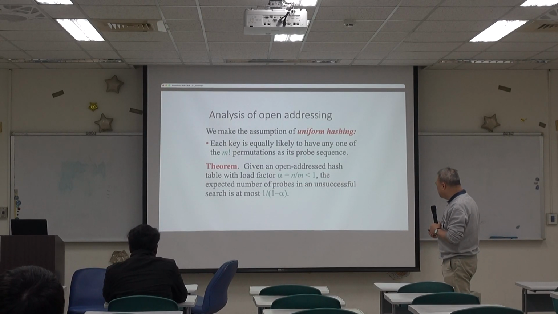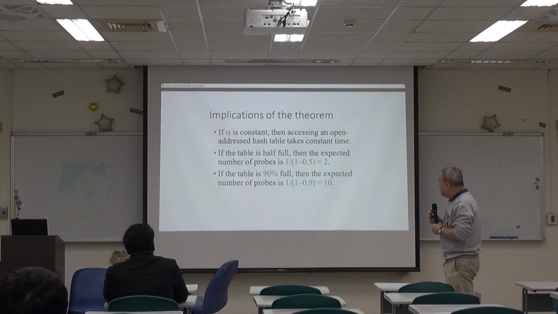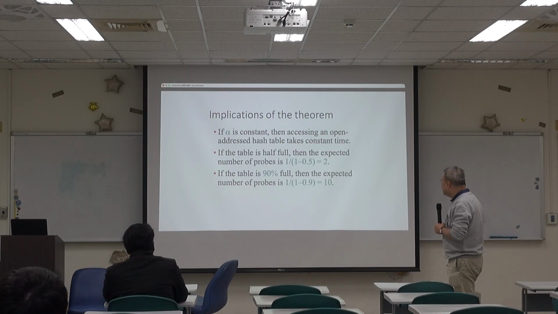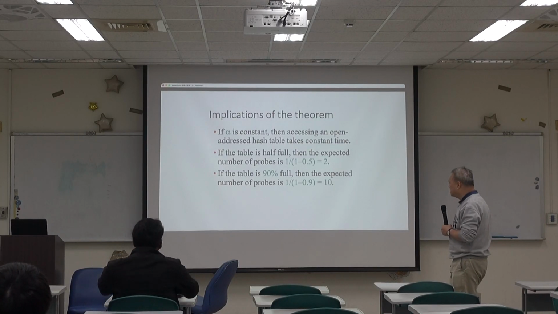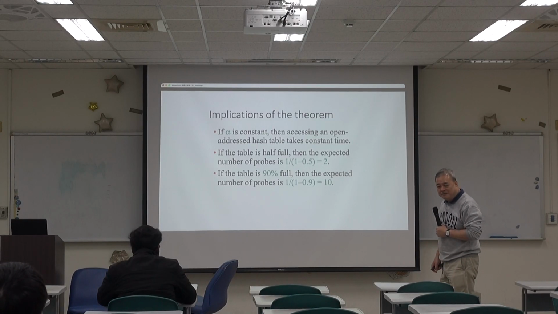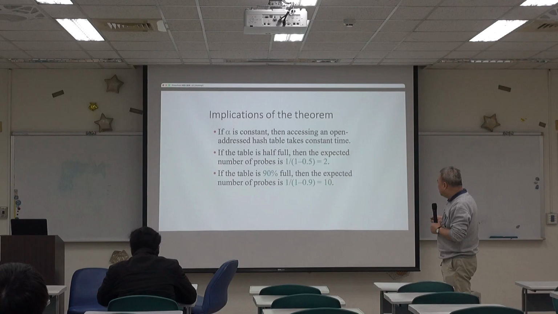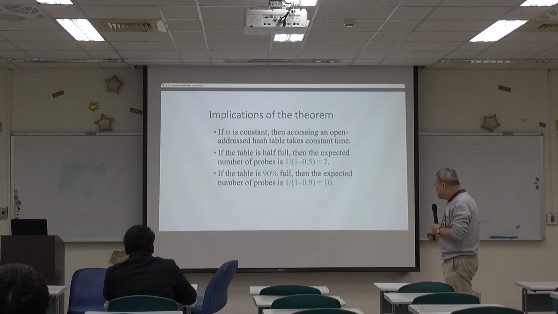the expected number of probes in an unsuccessful search is at most 1 over 1 minus alpha. And if alpha is a constant, then accessing an open address hash table takes constant time. If the table is half full, that means alpha is 0.5, right? So then the expected number of probes is 2. If the table is 90% full, then the expected number of probes becomes 10.